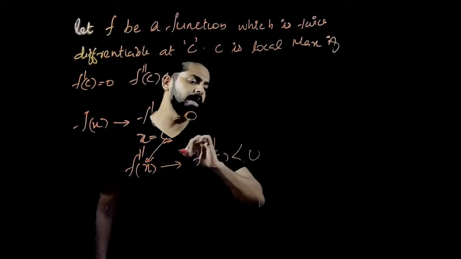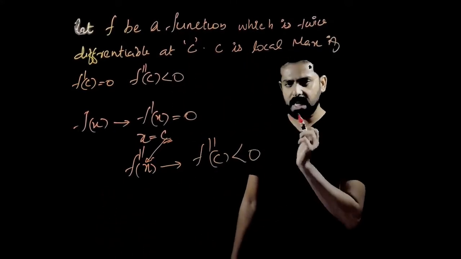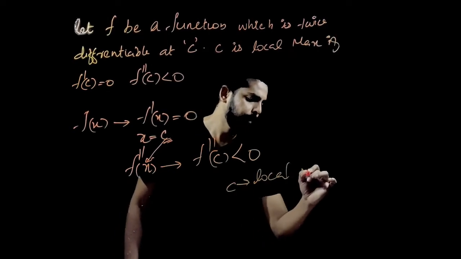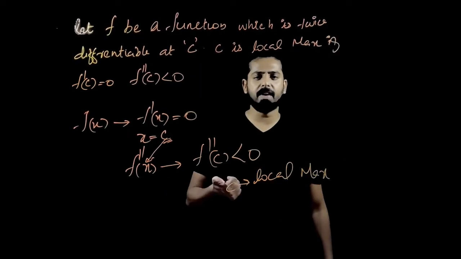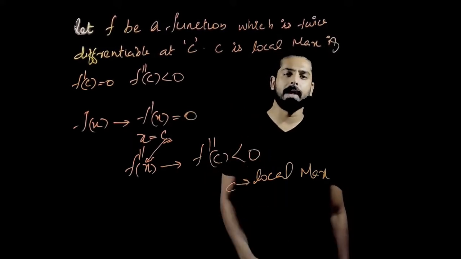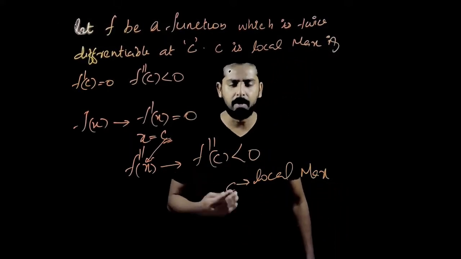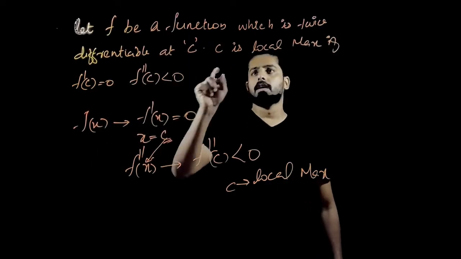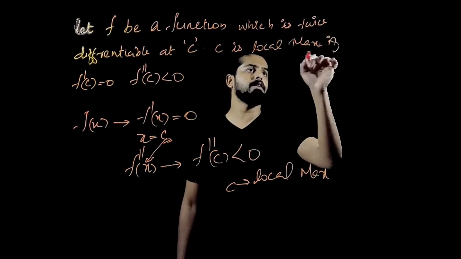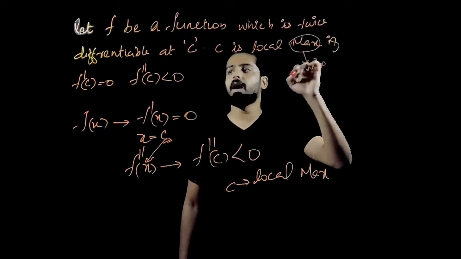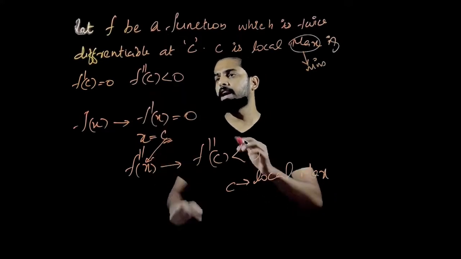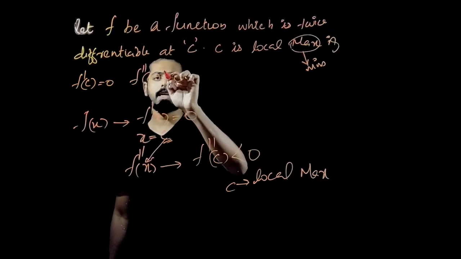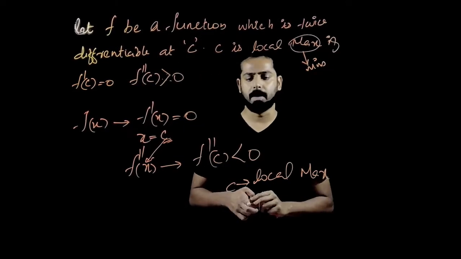If f double dash c is a negative value, meaning less than 0, then c is a local maximum. If the second derivative gives you a negative value, then it is a local maxima. If the second derivative gives you a positive value, then it is a local minima. So the definition of local minima will be the same: instead of maxima you write minima, if f dash c equals 0 and f double dash of c, instead of less than 0, is greater than 0.